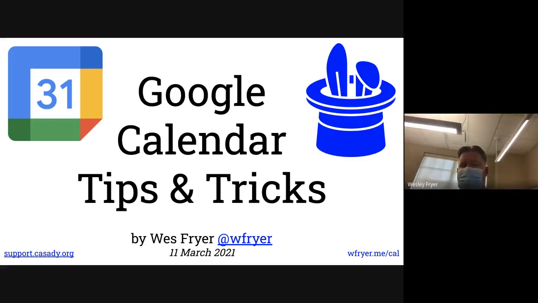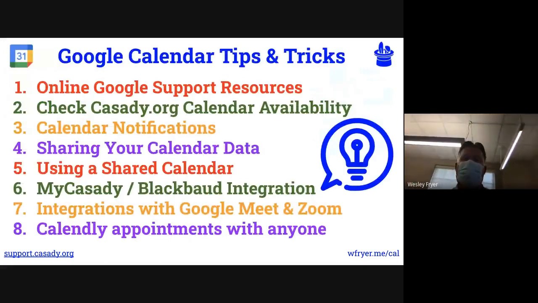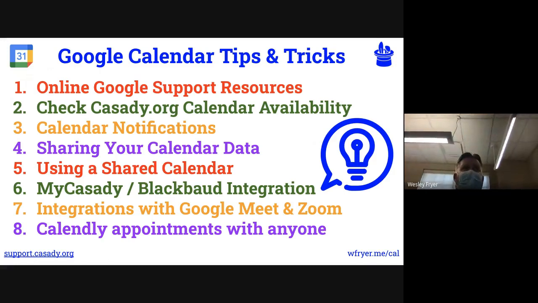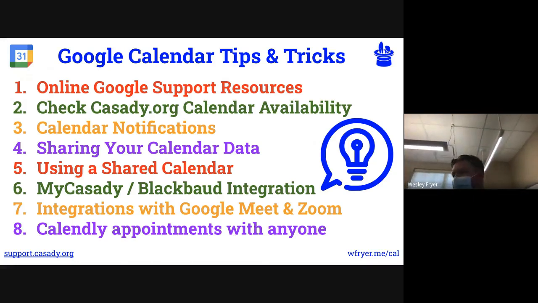So these slides I've emailed to you all, and you can get to them from that wfryer.me/cal. And we can completely go wherever you all would like. The first thing is probably the most important, and it's the online support resources. But I then came up with 7 other things that I think are just pretty valuable to know. And the cool thing, or challenging thing also about Google, is that no matter how well you know these tools, they're always updating them. So I learned some new things just in the course of putting these slides together.